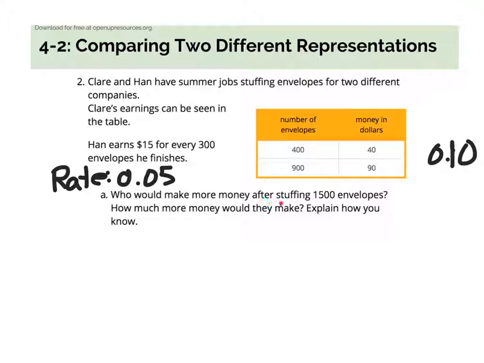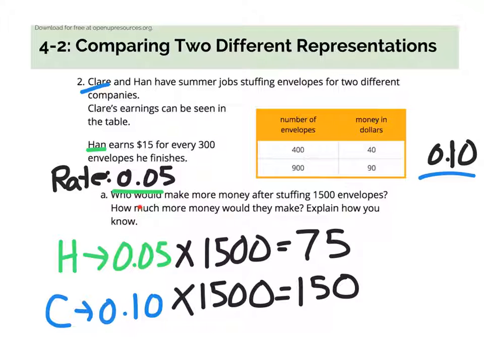So who makes more money after stuffing 1,500 envelopes? Well, we can tell it's definitely going to be Claire because she makes 10 cents per envelope compared to 5 cents. In fact, she should make double. But let's check it out just so we can find out exactly how much money they make. I've taken both of those rates, Han is 0.05, Claire is 0.10, multiplied the rates by the 1,500 envelopes to get $75 for Han and $150 for Claire. So it's confirmed. Claire definitely is making bank by stuffing these envelopes. In fact, she's making double what Han makes.